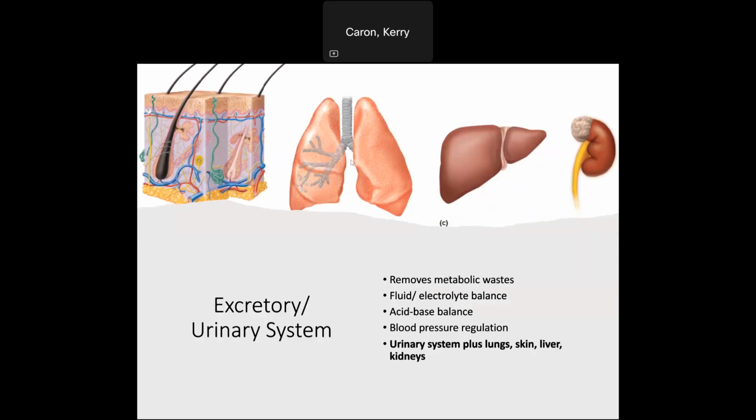Okay, so we will briefly talk about the excretory system because this chapter really focuses on the urinary system. But just so that we're aware, the skin, the lungs, the kidneys, and the liver also excrete and expel waste products. Okay, so the excretory or urinary system removes metabolic waste. It helps with fluid and electrolyte balance, acid-base balance, and regulating blood pressure.